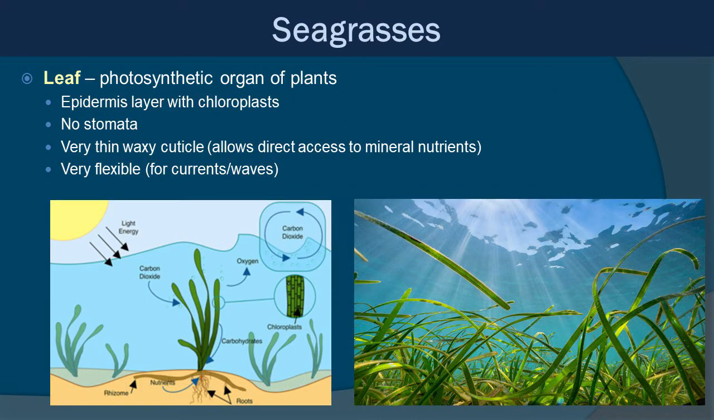Now let's look at the different features of marine plants in general. Now we have a leaf, which you would have on terrestrial plants as well. They are the photosynthetic organ of the plants. Their epidermis layer is where the chloroplasts are. Now, differences, however, from land plants is that marine plants generally don't have stomata. Of course, they're underwater, so that makes sense. Now, they tend to have very thin, waxy cuticles, and this allows for more direct access to mineral nutrients in the water. They are also very flexible because they do have to bend with currents and waves and tides.